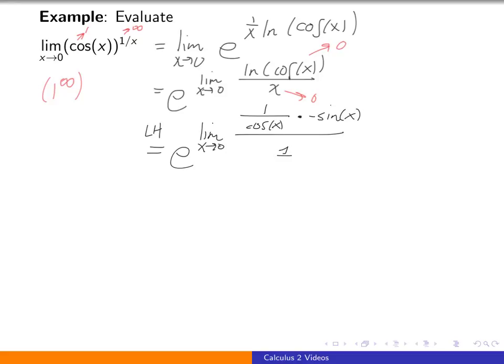Now as x goes to 0, we have something that we can evaluate. Sine goes to 0, cosine goes to 1. So now the top is going to 0, the bottom is going to 1. This ends up being e to the 0, and e to the 0 is equal to 1.